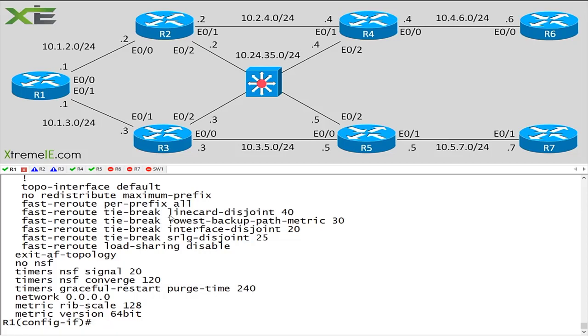So this is how we set up fast reroute. Sorry for the little bit of a long video, but I wanted to make sure you guys understood this. Again, really cool feature, really easy to set up.